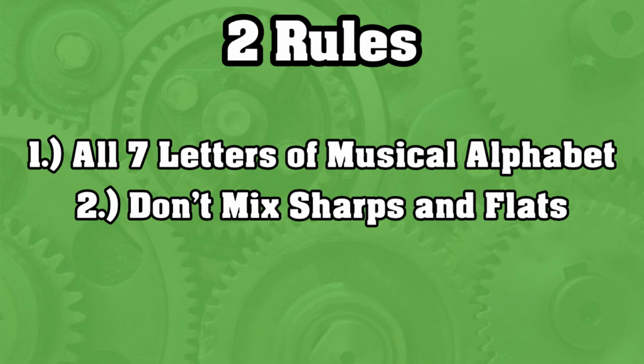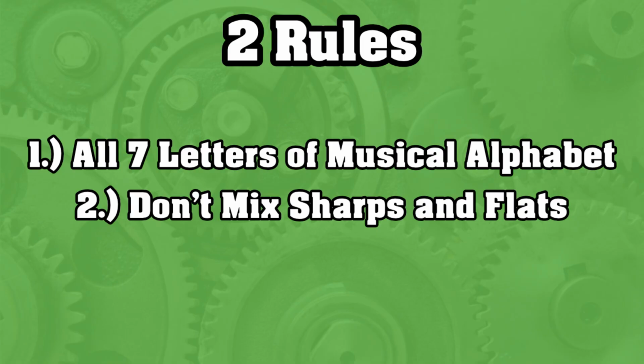So just one quick thing before we move on, and this is something that you're probably wondering. You're wondering, when do you use sharps and when do you use flats? Well, you just have to follow these 2 rules. When you spell out a major scale, you have to have all 7 letters of the musical alphabet present, and you don't want to mix sharps and flats. So as long as you adhere to those 2 rules, you'll always know whether to use sharp names or flat names when spelling out your major scale.